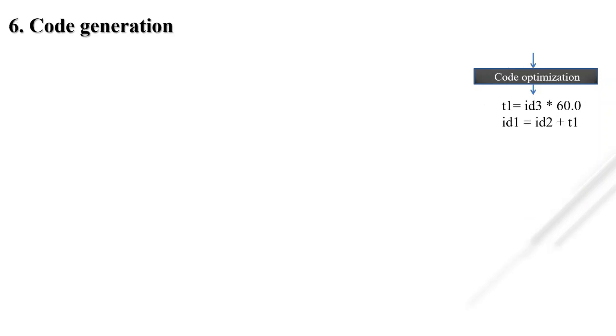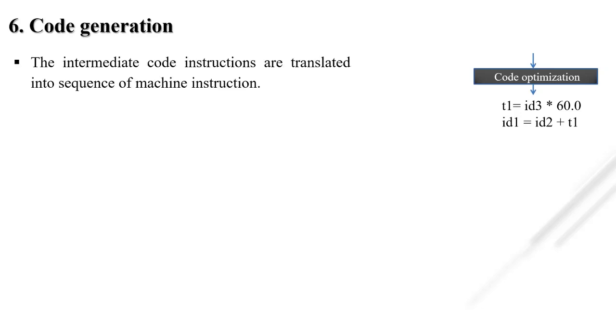The last phase is code generation. Here, optimized intermediate code will be translated into machine instruction. So first, id3 is moved in register 2. We take any register name like R1, R2, R3. Okay, I am taking R2. Here move F. This F indicates that it deals with floating point number. If it is an integer, we don't have to write anything, only move. But we are dealing with floating point number, that's why we are writing move F.